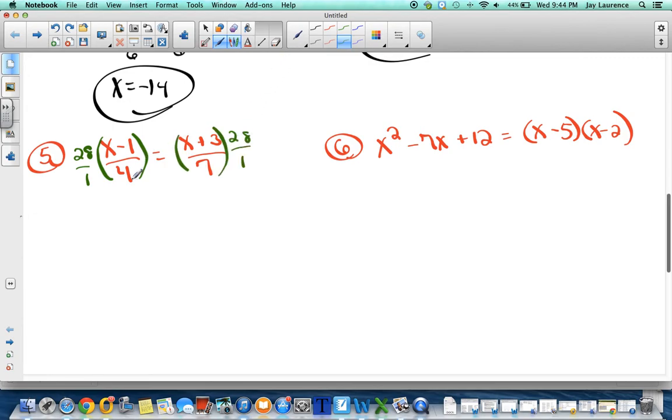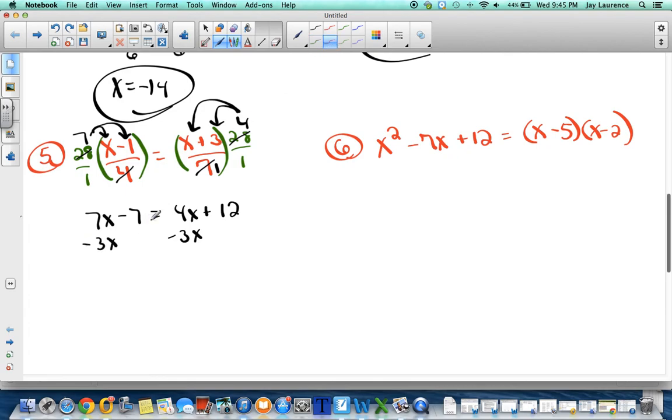I can't multiply by 4 on this side and 7 on that side. It's an equation. 4 is going to go into 28 7 times. And now I have to distribute. 7 times the quantity of x minus 1: 7x minus 7. Here, I'm going to cancel, and 28 is going to become a 4. And I'll distribute. And so I will get 4x plus 12. I'm going to subtract 3x from both sides. I'm going to add 7 to both sides. And I'm going to get 4x. 7s cancel.